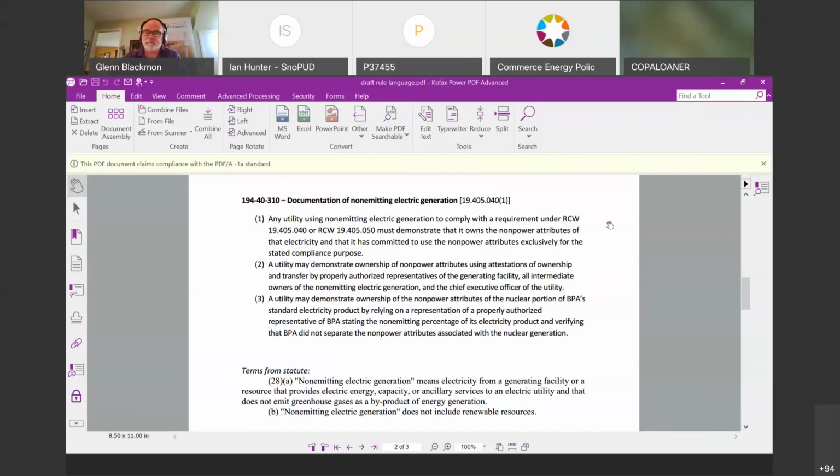Then we have a clarifying question from Steve Taylor related to 310 subsection 1. Can you expand on the statement, quote, committed to use the non-power attributes exclusively for the stated compliance and purpose? Is there a special parameter here for non-emitting?